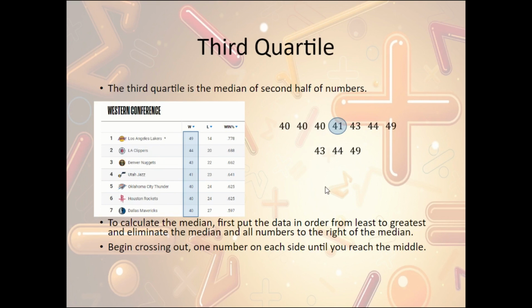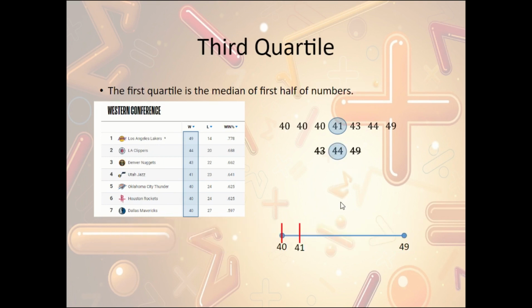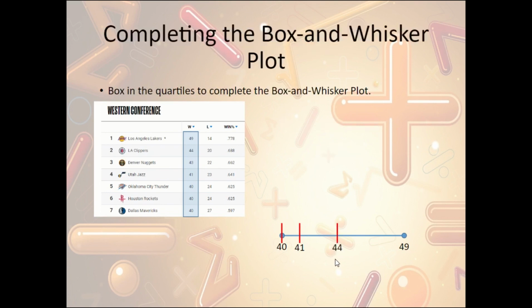Then we cross out on each side until we get to the middle, and we're left with 44 as our median. So that becomes our third quartile. So we're going to go here to 44, draw our line in there, and then we just box it in. So this would be our box and whisker plot for this set of data.